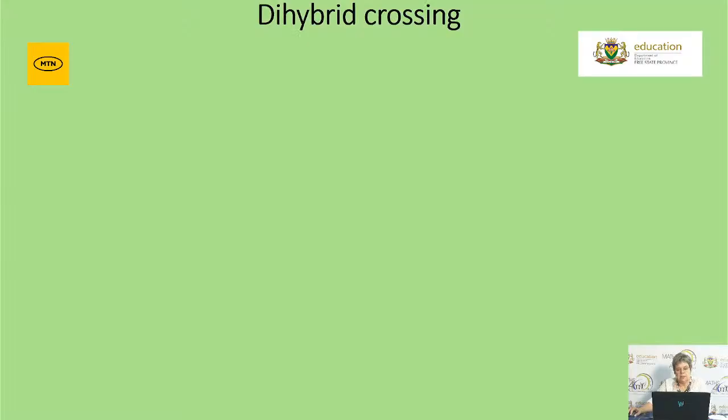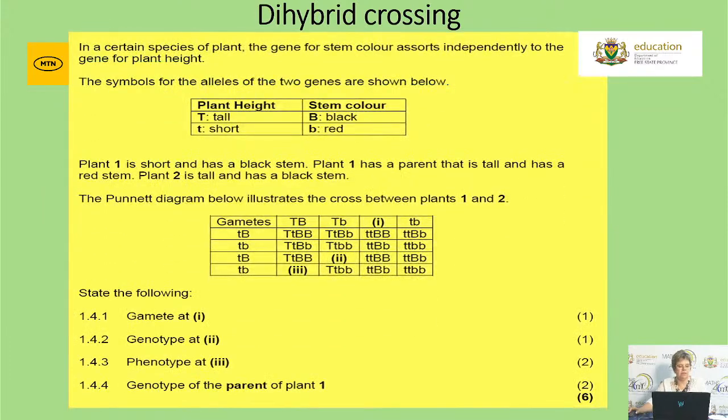So then I just want to emphasize something on dihybrid crossings. A dihybrid crossing is where we have two genes that are crossed. We have, in this case, a gene that is plant height and a gene that is stem color. And these two genes have alleles. So for plant height, we have a tall plant and a short plant. In stem color, we have black and red.